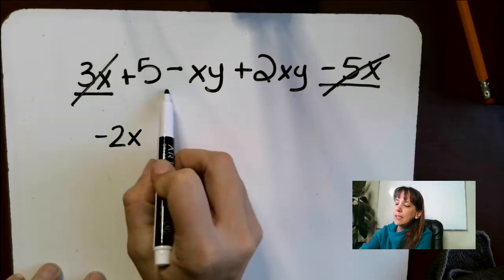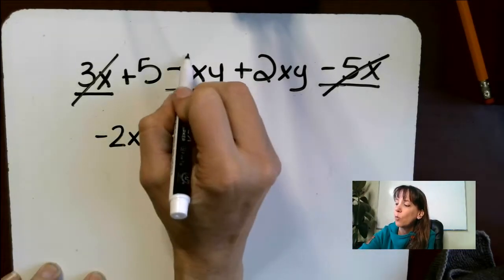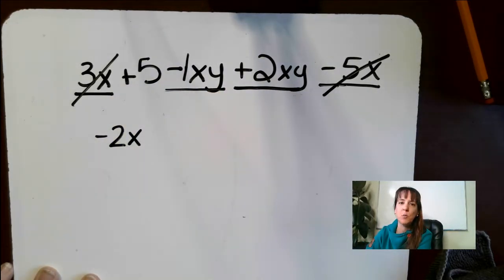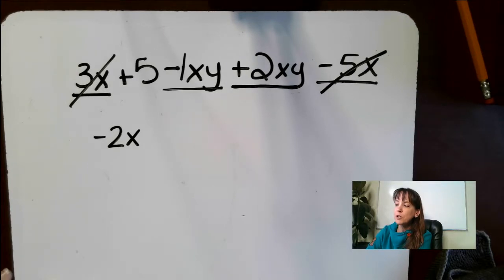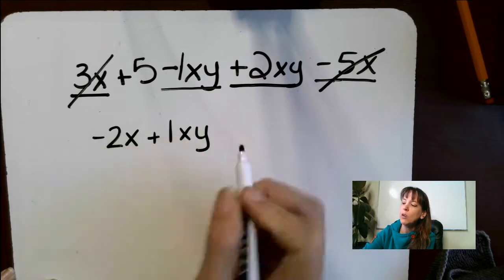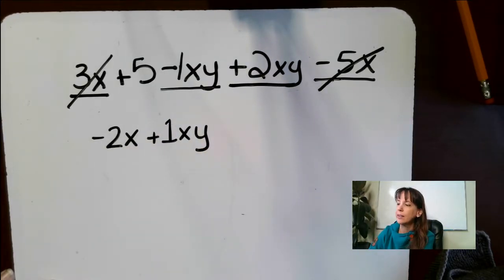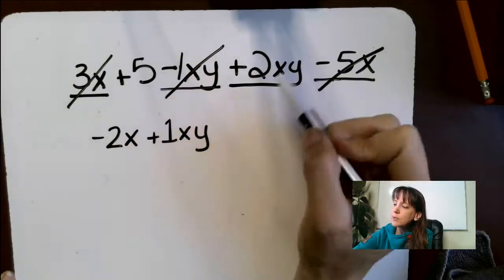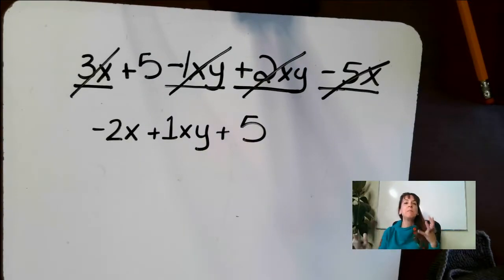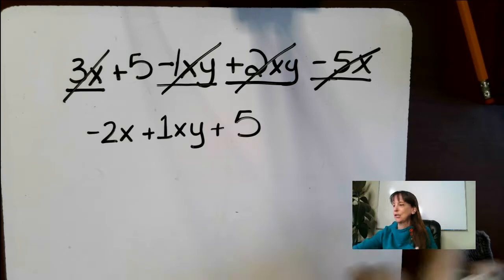The next one we have is right here, we have negative xy. And remember, mathematicians are lazy. We don't like to write 1, but there is a negative 1 there. We also have positive 2xy. So negative 1 and positive 2 is a positive 1. You can write that as positive 1xy, but you also can just leave that 1 off. It's up to you. Either way is fine for now. Cross those guys off, and the only thing I have left is a plus 5. So what I've done here is I've combined my like terms, okay? So we're combining like terms today.